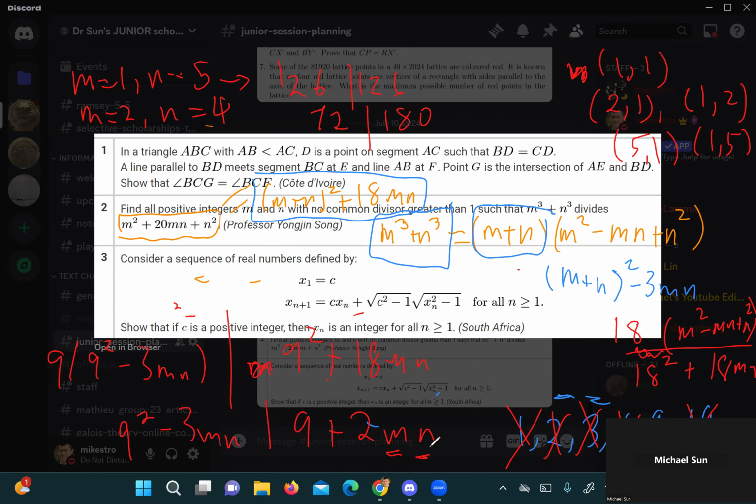So you could just divide out by the 3s. So then you get 9 minus 3m prime n prime divides 1 plus 2m prime n prime. Okay. And so there's the same problem again, because then you have m prime and n prime, basically 2 and 1 or something.